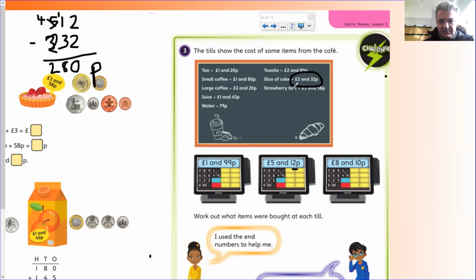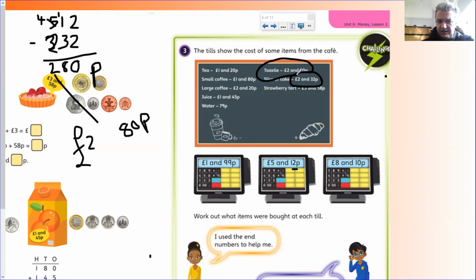Is there any item on this list that costs 280 pence? I can convert this to pounds and pence. I know that 200 pence is equal to £2. And I've got 80p left over. Is there any item on my cafe's list that costs £2.80? I am going to be very greedy and I'm going to have a toastie and a slice of cake.